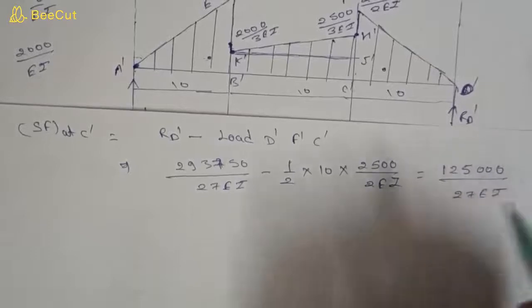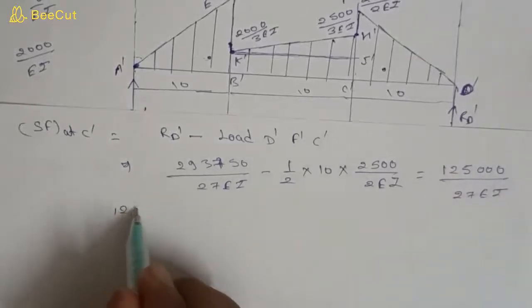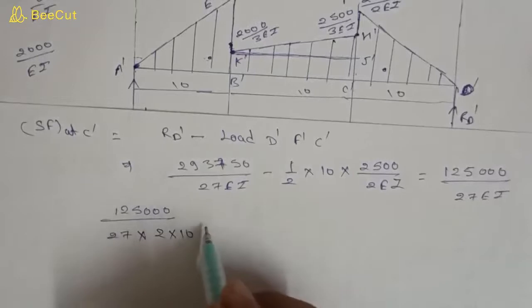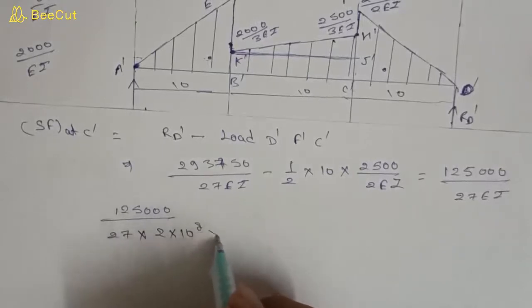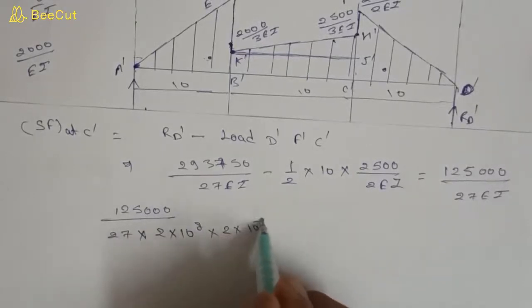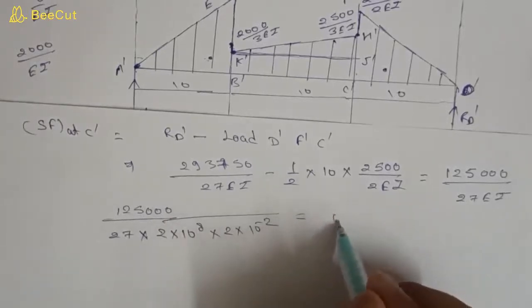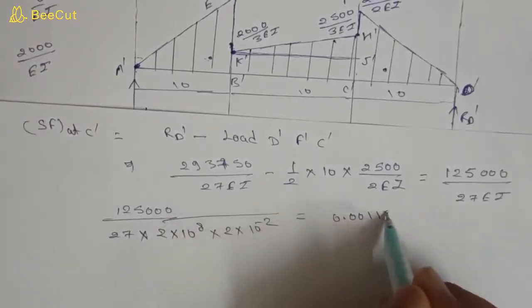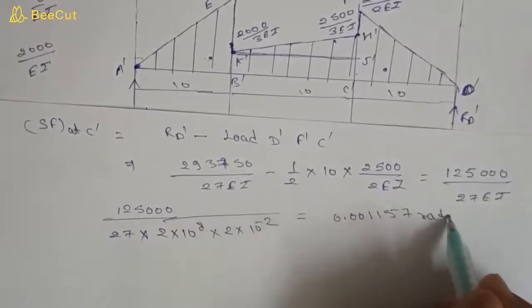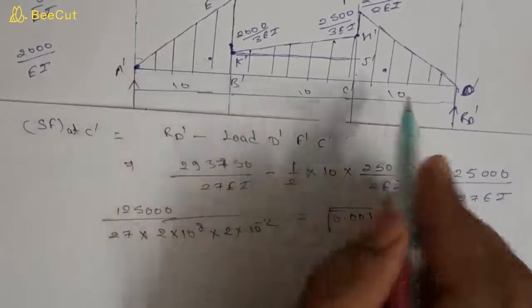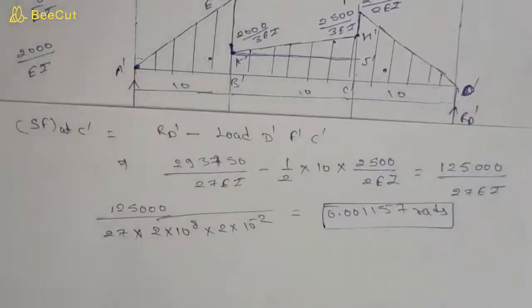So if you put the values of E and I, then you will get 125,000 divided by 27 into 2 into 10 to the power 8 into 2 into 10 to the power minus 2. So you will get the value of theta C equal to 0.001157 radians. So we have found the slopes at all the 4 points, this A, B, C and D. Now we have to calculate the deflections.